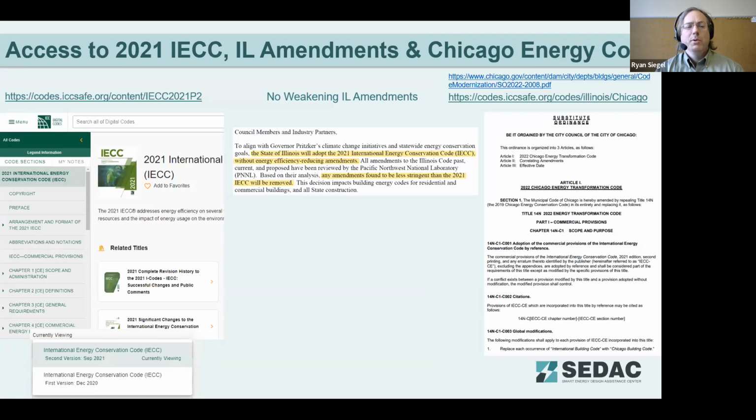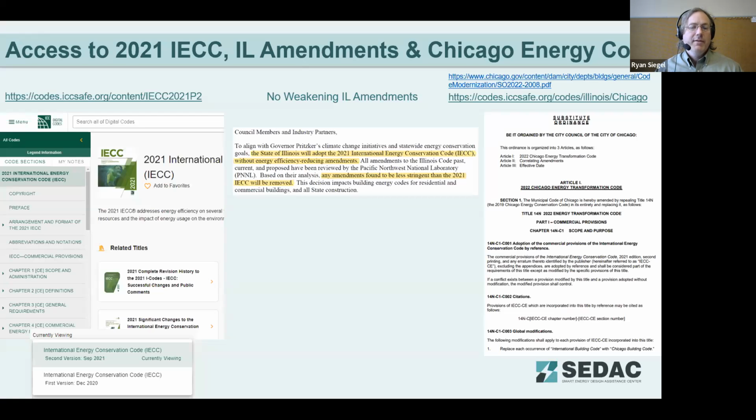Part of our website does link to several of these other documents. So again, if you're trying to figure out where to go for the 2021 IECC or the Illinois amendments or the Chicago Energy Transformation Code, these will all be linked right off of our website, and we'll work to keep these updated, particularly as the International Code Council comes out with new printings. We'll be planning to update our link on our website, so you're always accessing the most current printing of the code.